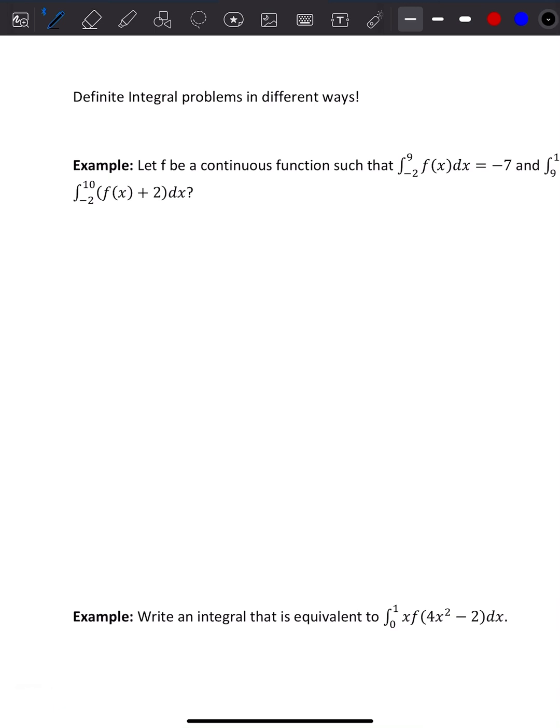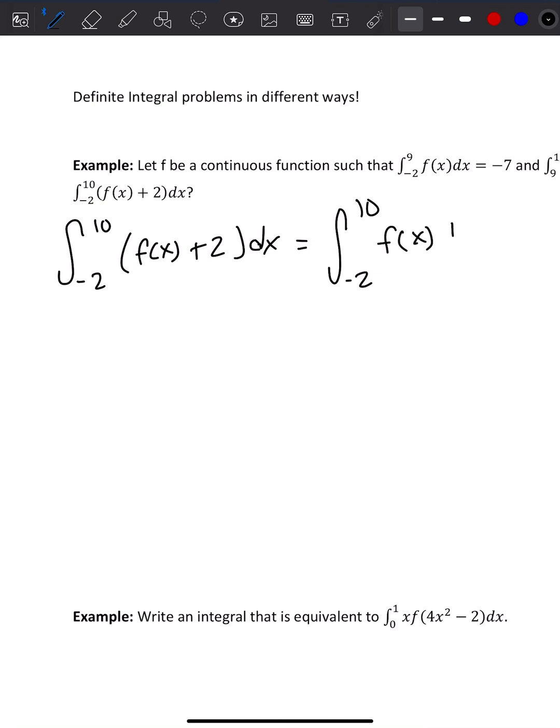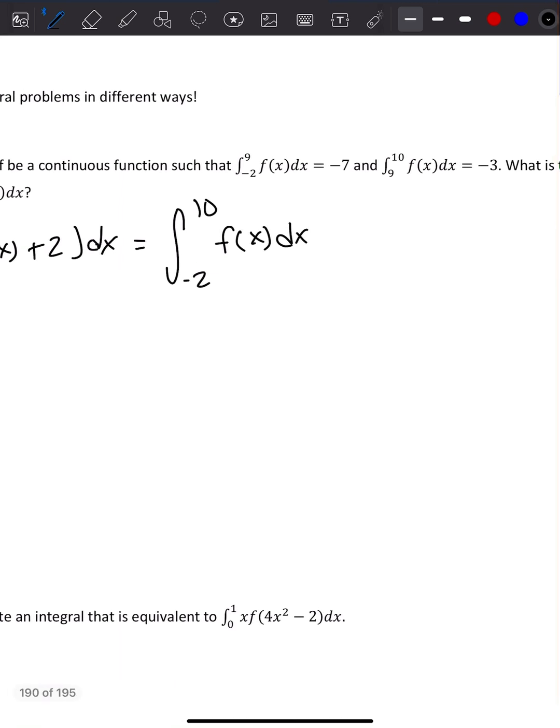So first thing that we can do is this integral that we're dealing with, the integral from negative 2 to 10 of f of x plus 2 dx, we can split this up into two different integrals. So we have the integral from negative 2 to 10 of f of x dx plus the integral from negative 2 to 10 of 2 dx. From here, I have two separate integrals that we're going to look at. So we're going to focus on this first one.